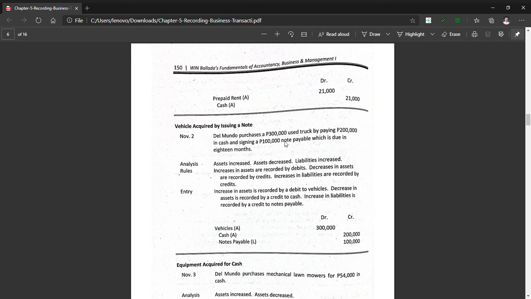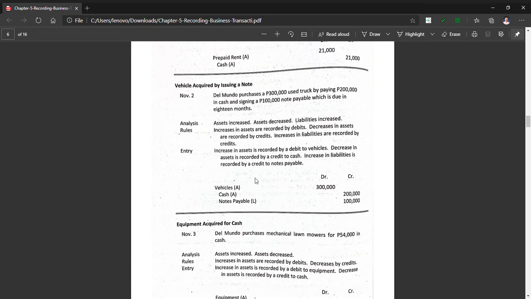So yung rules, increase in assets are recorded by debit. So yung increase is by acquisition of the truck. Decrease in assets are recorded by credit. So the decrease in assets is by the payment of cash. Increases in liabilities are recorded by credit. So yung increase in liabilities, nag-issue kasi tayo ng notes payable.